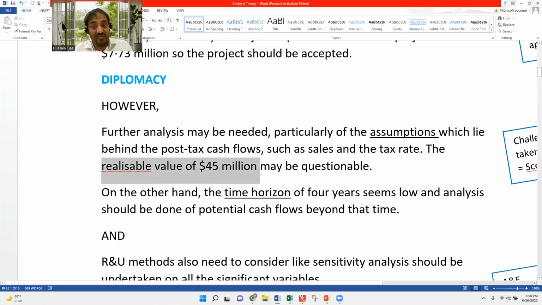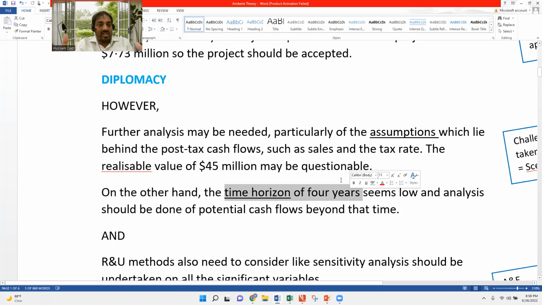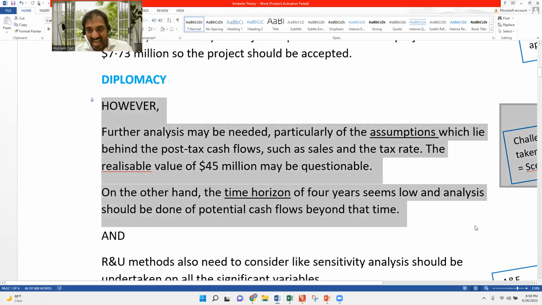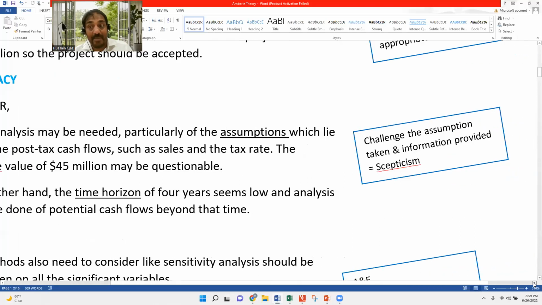Furthermore, the realizable value of 40 million is also questionable. How is the project's fourth year value 45 million? I don't have any information. And furthermore, the time horizon of 4 years seems low. If the time period is 5, 7, 8 years, the analysis may be more appropriate. So this, 'however' and further points, actually means skepticism.